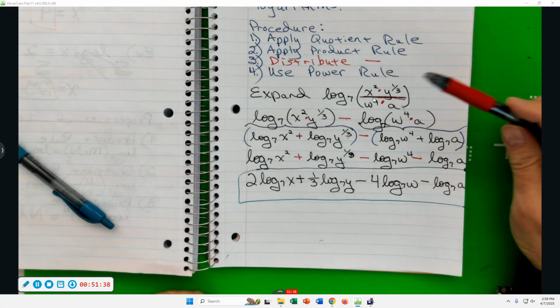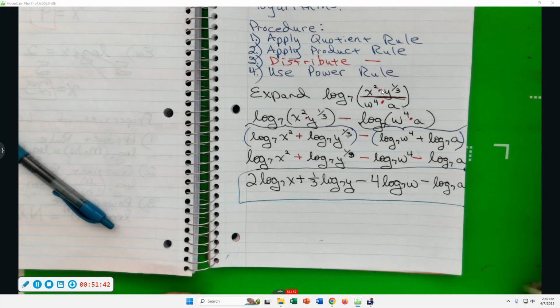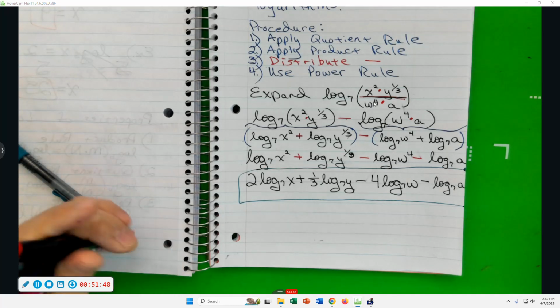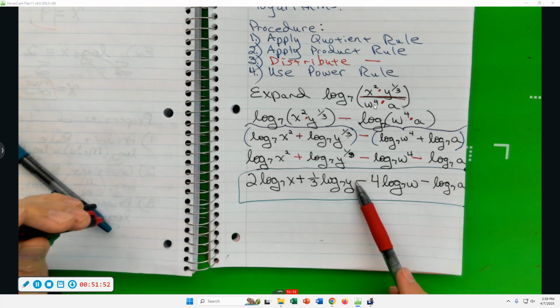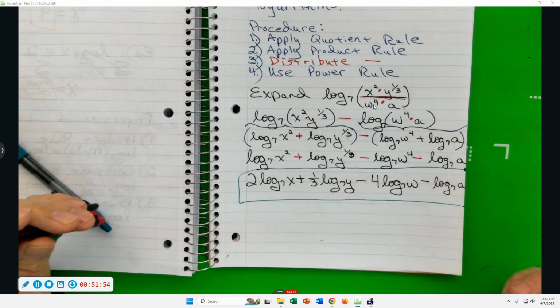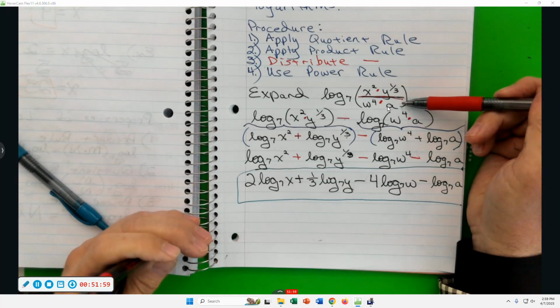There's a big difference about the placement of x, y, w, and a. What's the difference? Why do I have a minus here in front of these 2? It's in the denominator? Yes, exactly. The factors that are in the denominator.